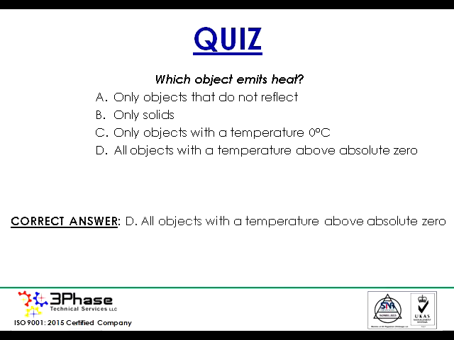Yes, you are correct. The correct option is D. All objects with a temperature above absolute zero emit heat.